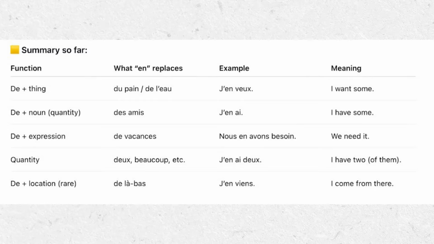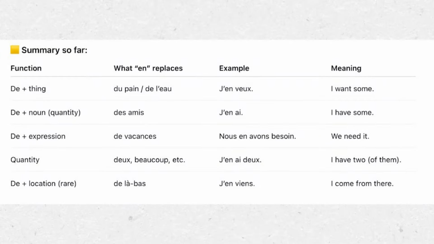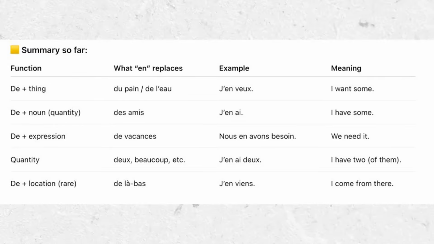D'accord? Now, the first line says "de plus thing." This just means when you have de, du, de la, de l', or des before a thing, like du pain or de l'eau. All right? So instead, for example, if we have "je veux du pain," it becomes "j'en veux." So "en" replaces "du pain," and it just means some or of it.